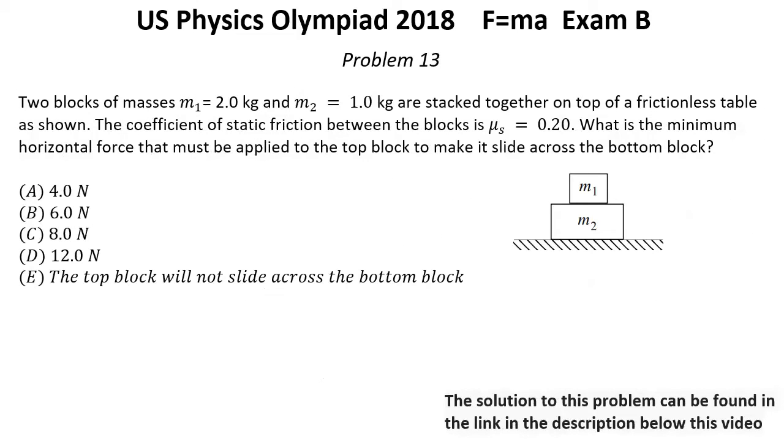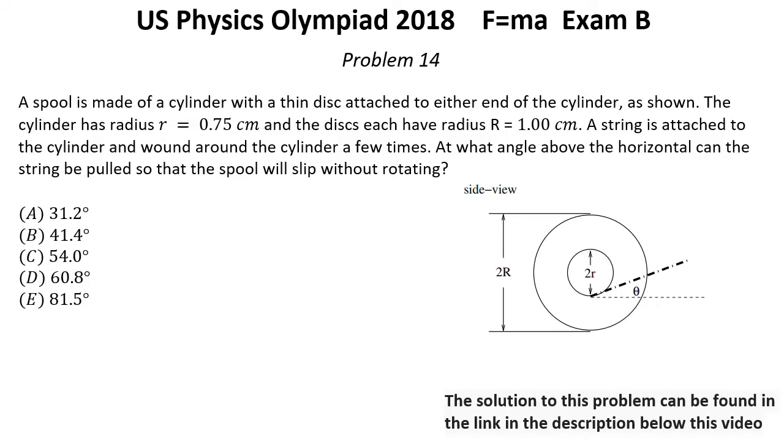Problem number 13. Two blocks of masses M1 equals 2 kg and M2 equals 1 kg are stacked together on top of a frictionless table as shown. The coefficient of static friction between the blocks is μs equals 0.2. What is the minimum horizontal force that must be applied to the top block to make it slide across the bottom block?